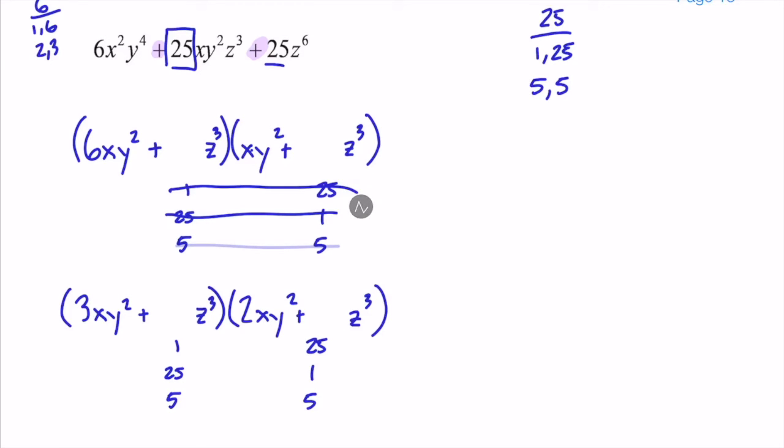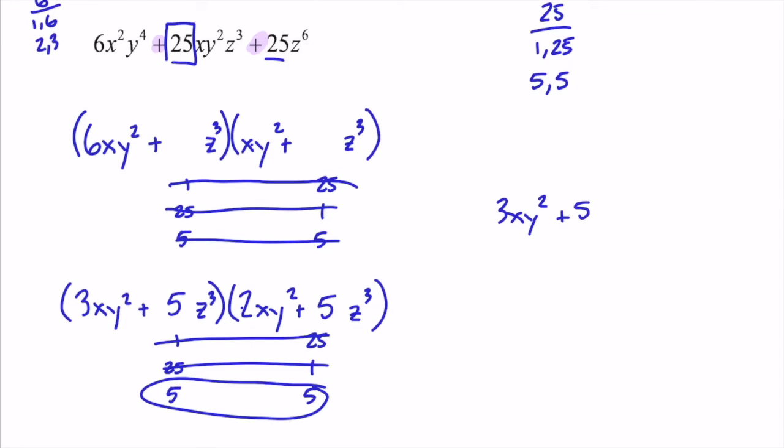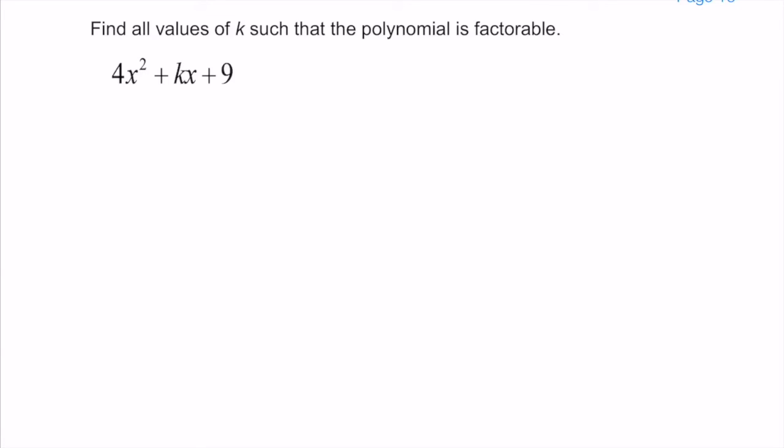Now let's take a look at this last one. 25 is still going to be too big. So let's take a look at this guy. 3 times the 5 is going to give me 15. 2 times the 5 is going to give me 10. 10 and 15 add up to 25. So there's my answer: 3xy squared plus 5z cubed times 2xy squared plus 5z cubed. I'll let you check that answer.